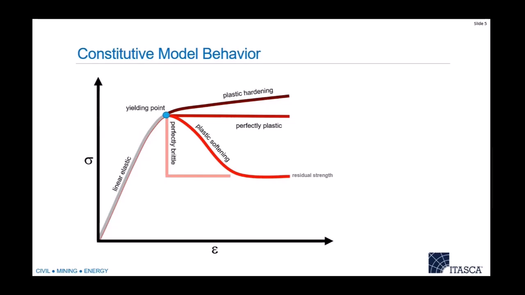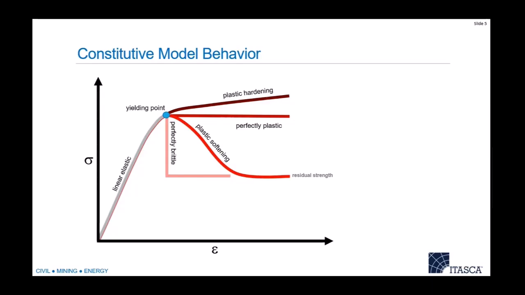So this is some of the terminology that people use, including us. So imagine you have a sample and you start loading it up. It just behaves elastically, right? So for every increment of strain, you get some increment of stress. And that increment depends on the Young's modulus and Poisson's ratio, right? If you unload that, you get back to where you started, right? So the definition of elastic is essentially loading and unloading gets you back to the same place. Eventually, you're going to get to some point where it yields. And then what happens after that is where it gets interesting.